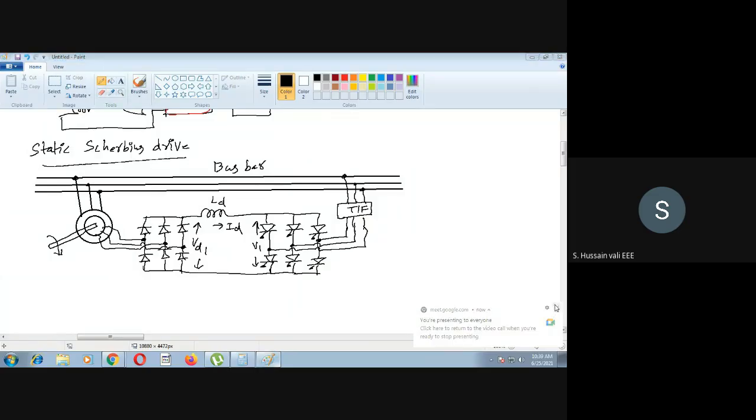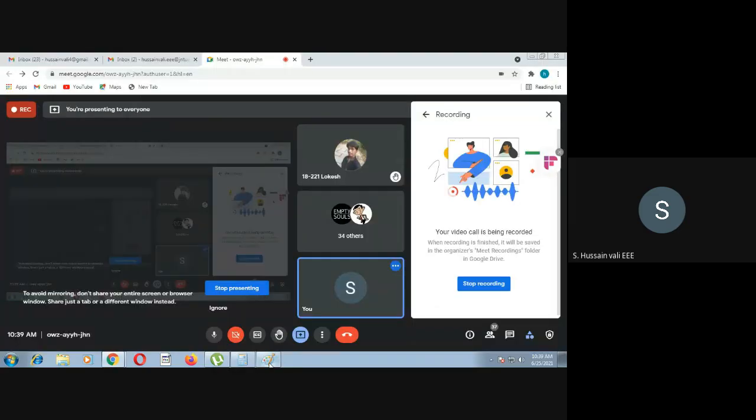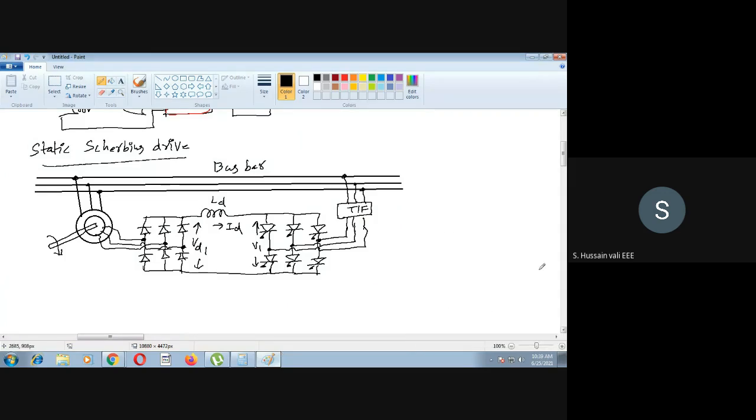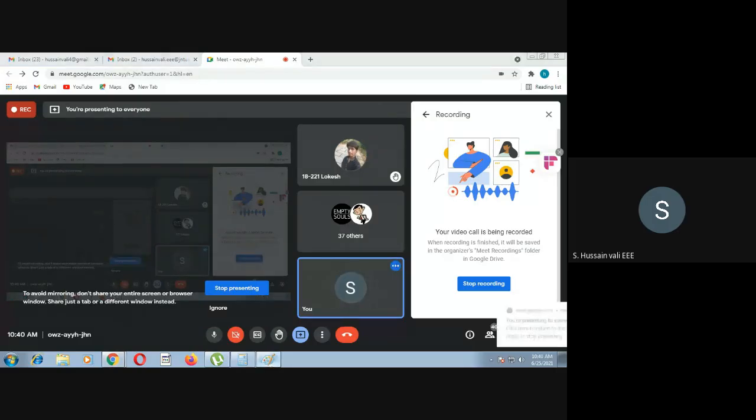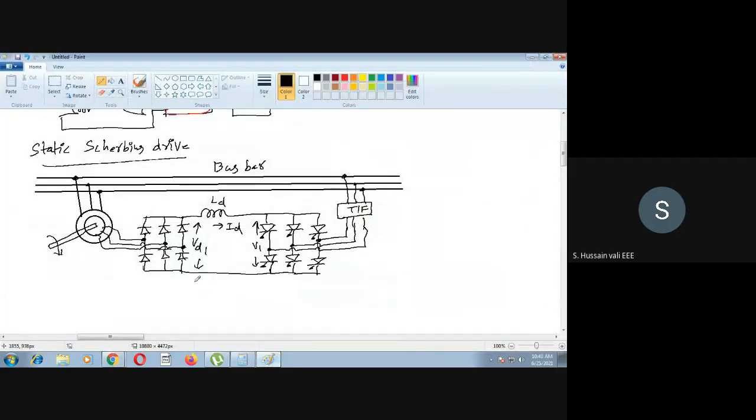Please see this now. Now see how it works. Just see this, the flow is very same. The flow which I have shown in the case of the conventional Scherbius drive is the same here, except that here you are using entirely power electronic devices. You are not using any kind of machines here. The entire thing is power electronic devices.